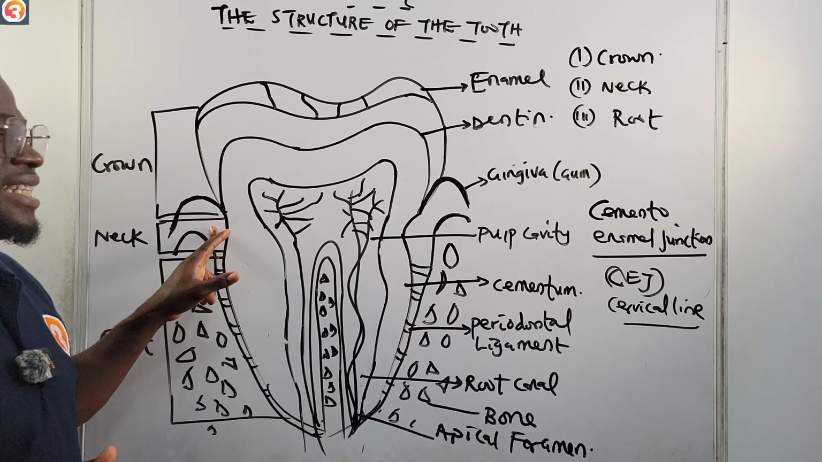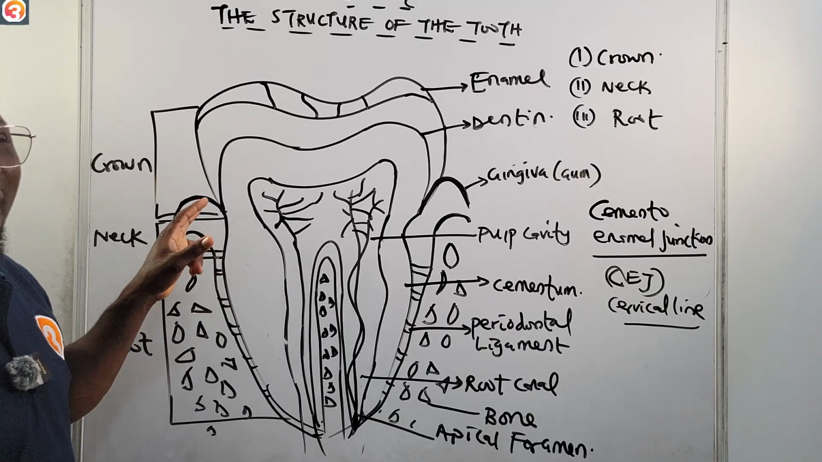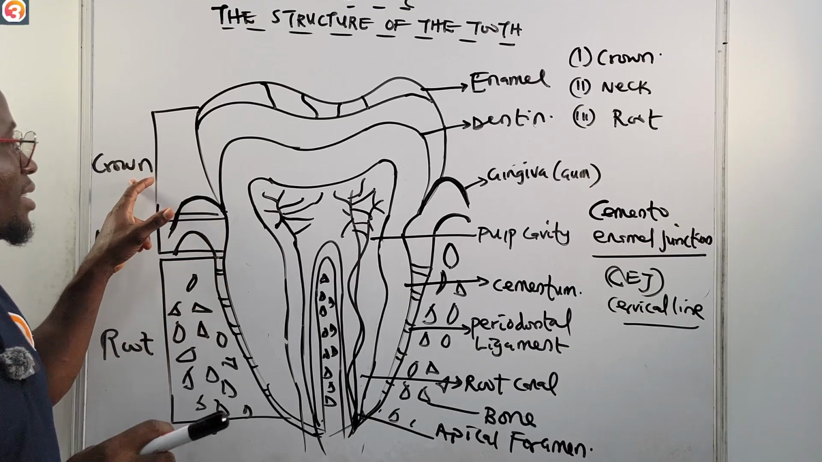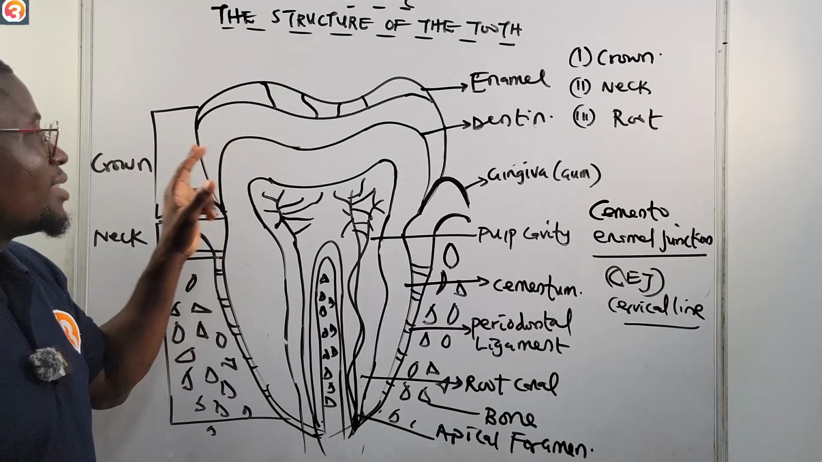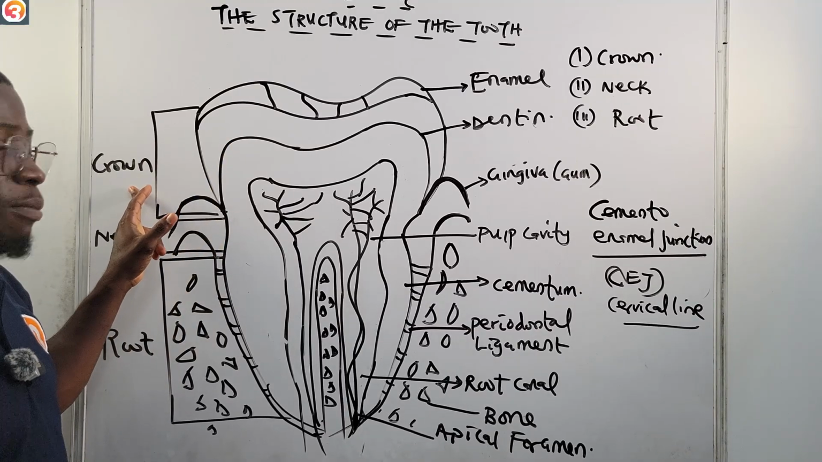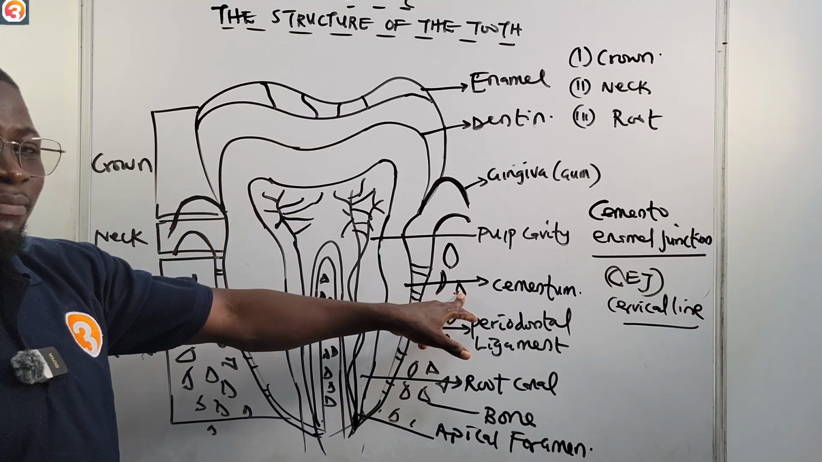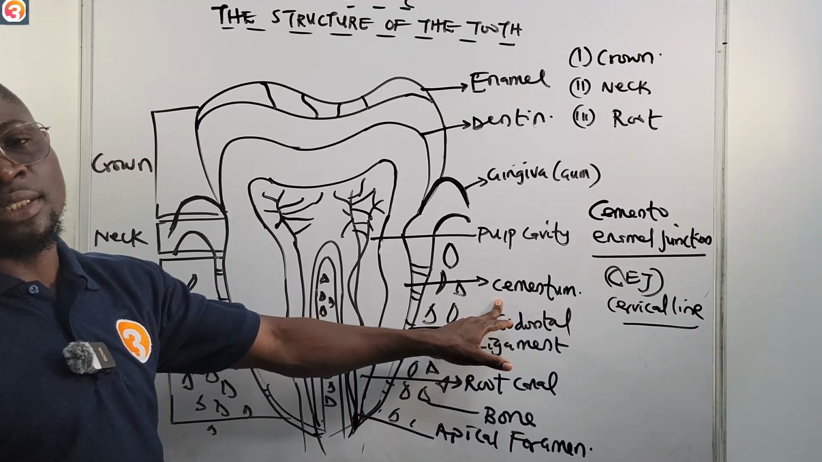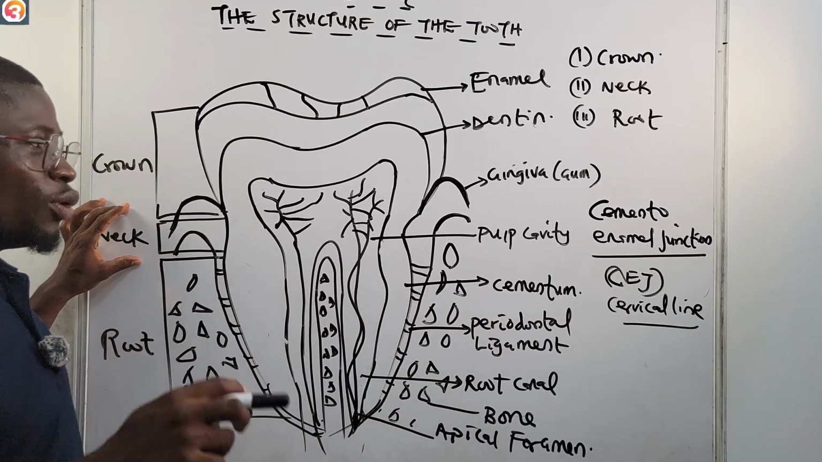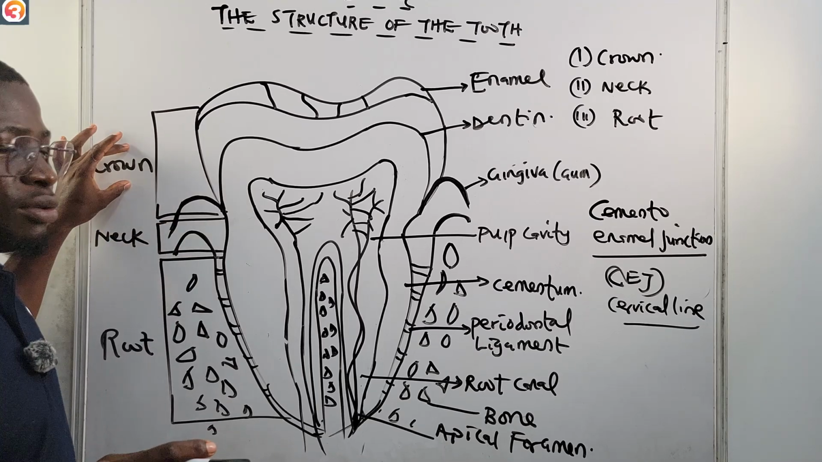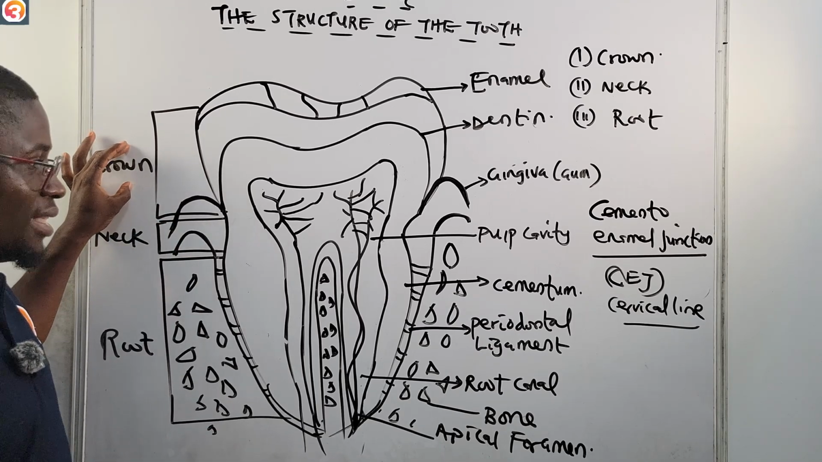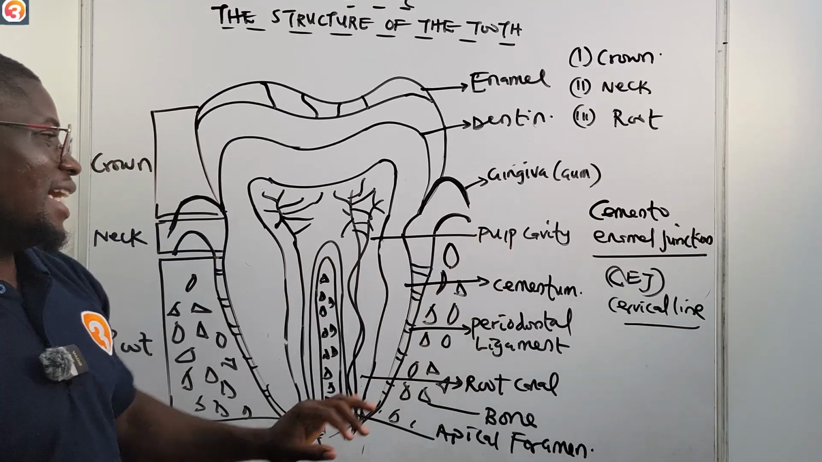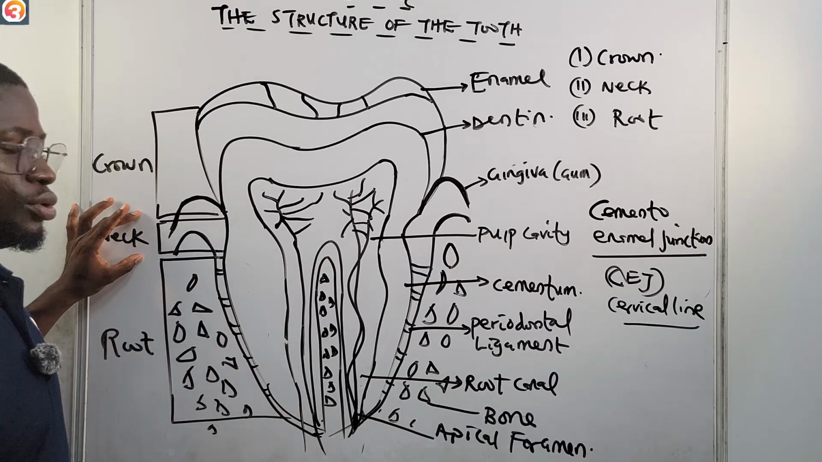It also represents the area where the crown's enamel layer meets the cementum, the cementum layer of the tooth root. This cementum is found in the root of the teeth. So that is the neck of the tooth.